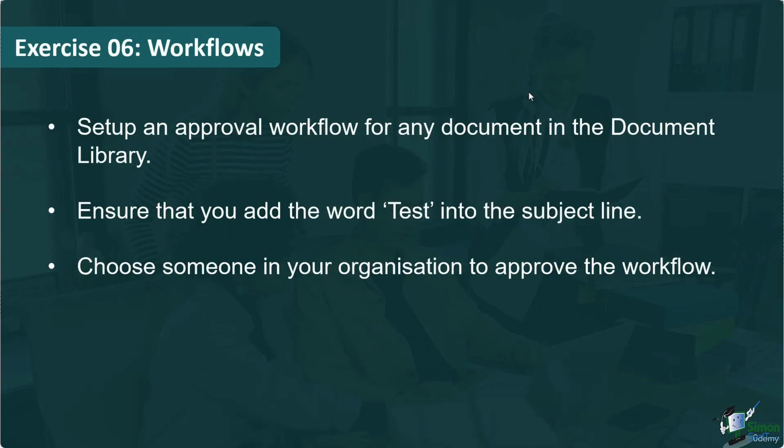It's time now to do exercise 6. And in this exercise, we're going to practice some of the skills that we've learned in this section of the course on workflows. So I'd like you to set up an approval workflow for any of the documents in the document library. And I'd like you to just ensure that you add the word test into the subject line. I'd then like you to choose someone in your organization to approve the workflow. And that's why it's really important to add the word test so that they know that this isn't real and you're just training. That is it.